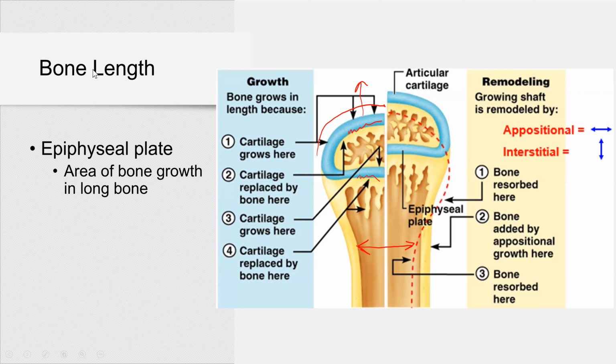So the bone keeps getting longer as long as we still have cartilage in the epiphyseal plate. This is where the bone will grow longer, and then we will remodel the bone through our appositional growth, right? Because when the bone grows this way, this is appositional, and when it grows this way, getting longer, it's interstitial.